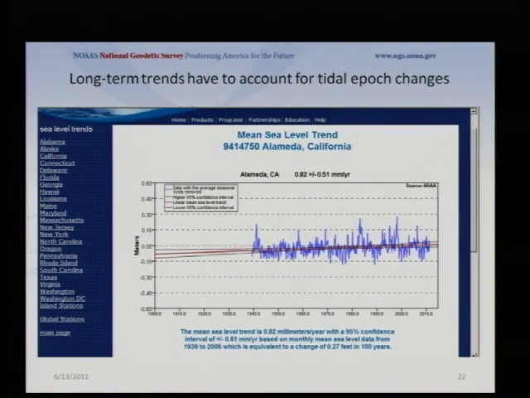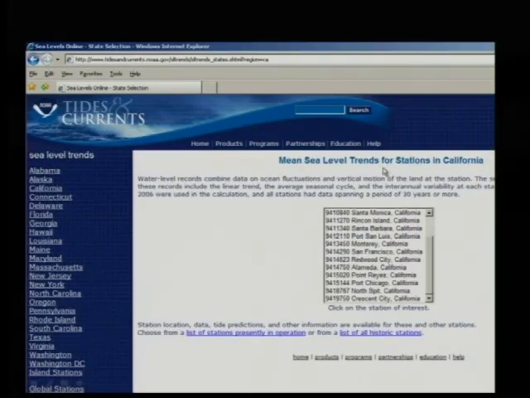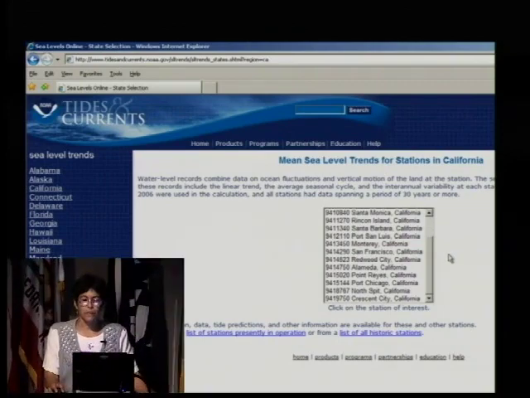I skipped through some of the sea level rise stuff. I just did want to say that there are trends available on CO-OPS' web page. You can do it by state, and then you can look at the data for a particular station if you're interested. And of course, as I had mentioned earlier, you have to take into account the differences in tidal epochs when you're doing such long-term trends. But we talked about this briefly, and I probably should have gone into more detail.